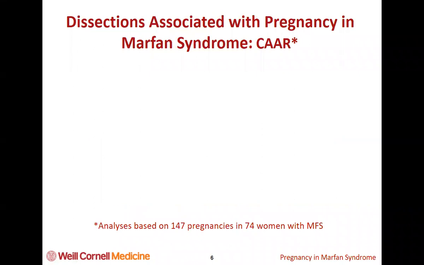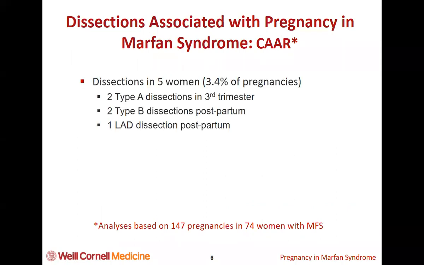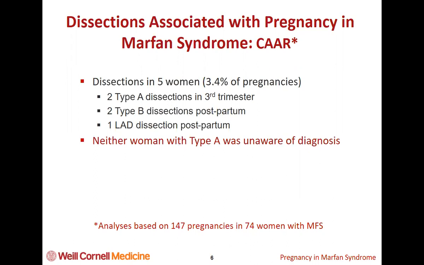Next, I'd like to share with you data from our Cornell aortic aneurysm registry. In this instance, based on 147 pregnancies and 74 women with Marfan syndrome, you'll see that the results are very similar. Dissections occurred in 5 women, or 3.4% of pregnancies, including 2 type A dissections in the 3rd trimester and 2 type B and 1 coronary artery dissection postpartum. Again, and importantly, neither woman with a type A dissection was aware of her diagnosis beforehand.